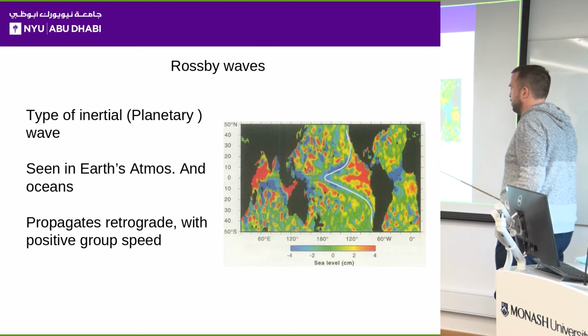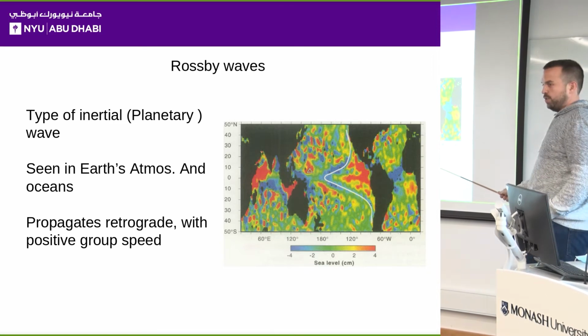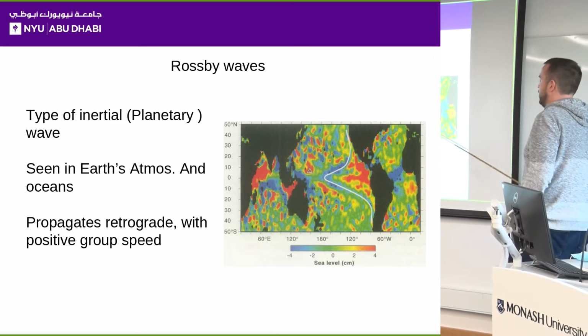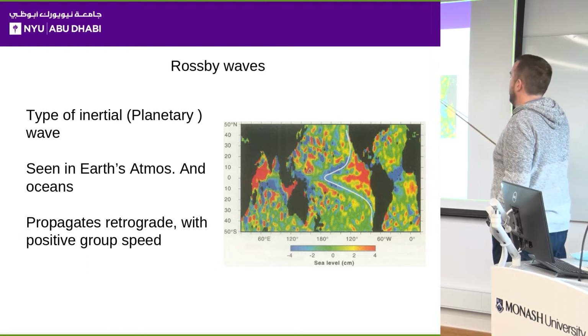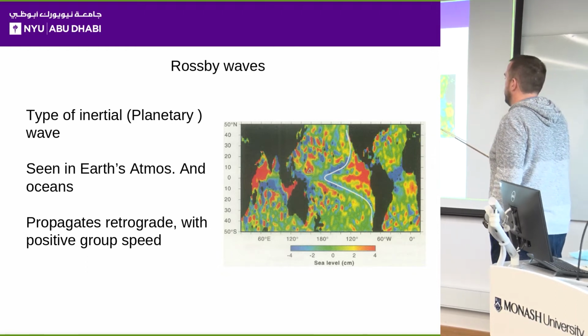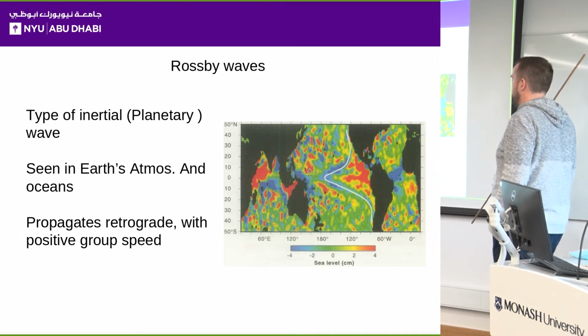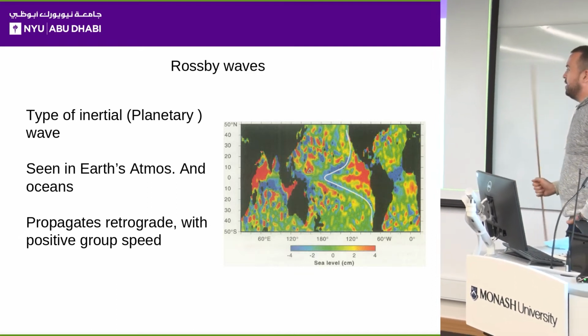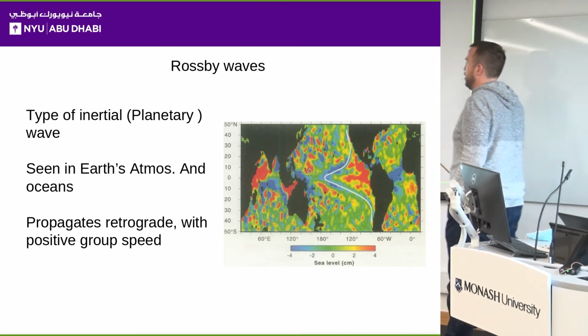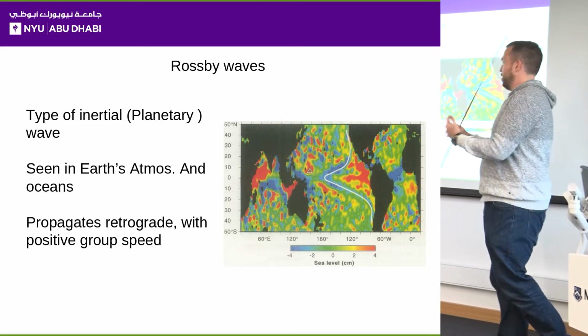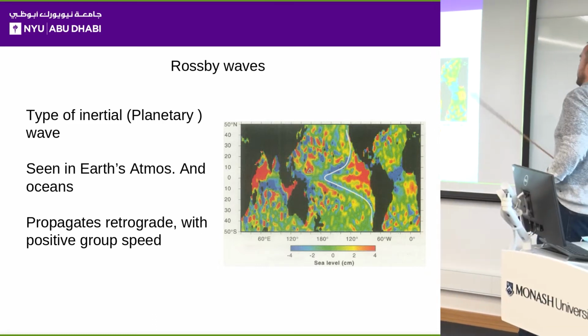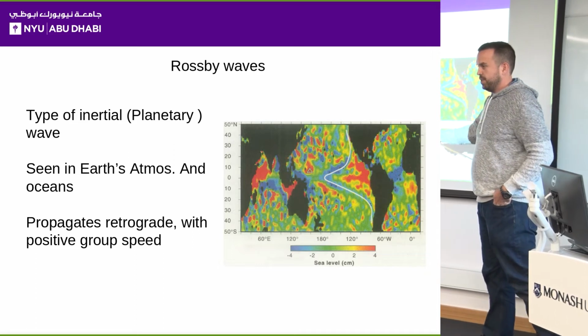Now these are very small amplitude. We're talking amplitude of 4 centimeters on the ocean, right? Well, it's actually below the ocean, but the Rossby waves are well known to exist here on Earth in both the atmospheres and the oceans. They typically propagate retrograde. So if the Earth is rotating this way, then the Rossby waves move in the opposite direction.